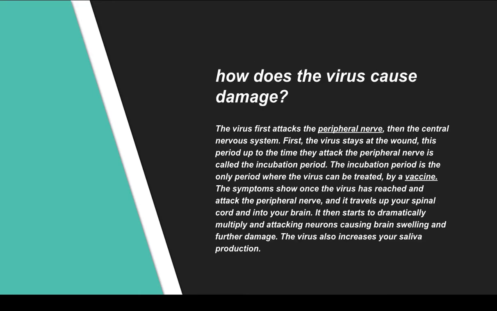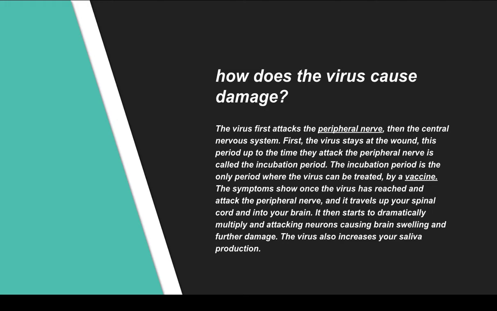So how does the virus cause damage? The virus first attacks the peripheral nerve and then the central nervous system. First, the virus stays at the wound. This period up to the time they attack the peripheral nerve is called the incubation period. The incubation period is the only time where the virus can be treated, and the only way it can be treated is by a vaccine.